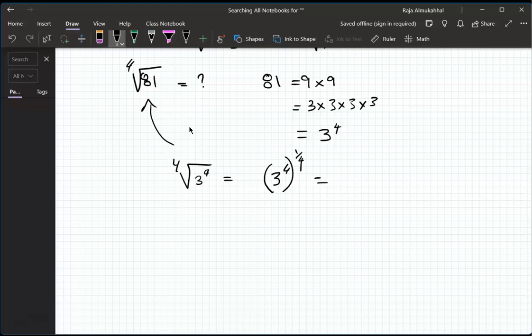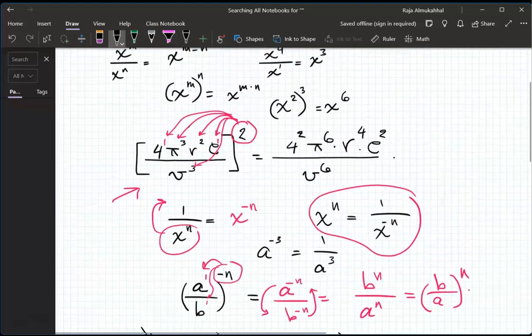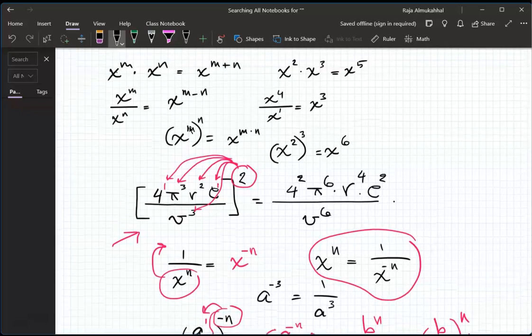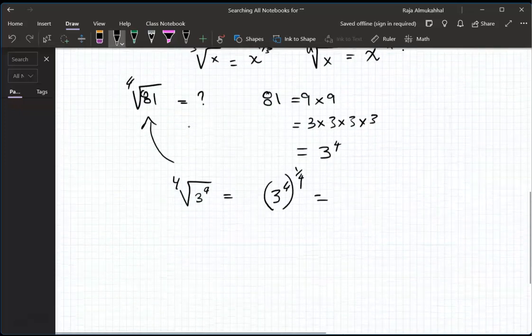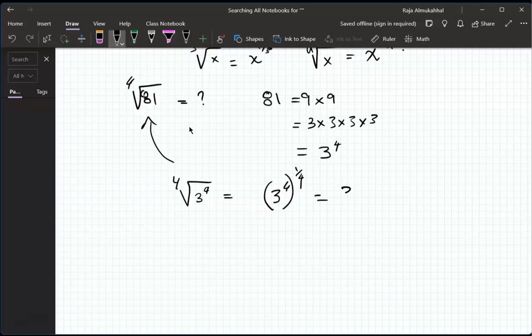And as you can see here, just like you have a double power, we can multiply the powers, and in this case it becomes 3, simply, because 1/4 times 4 is equal to 1, and there we go. So the answer is 3. So the fourth root of 81 is equal to 3. You see what I'm saying? Okay.